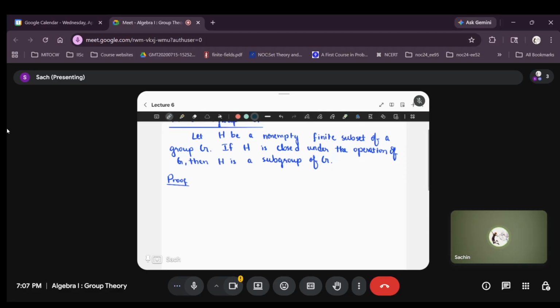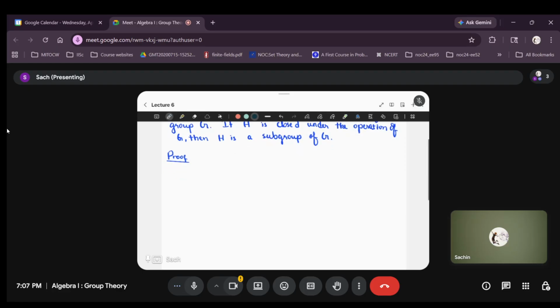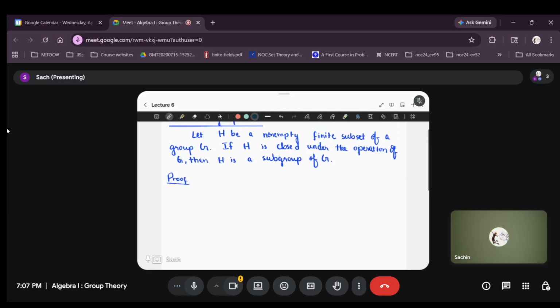So can you show that? Here we are saying only closure. a, b is in H. Yes, associativity directly follows from the associativity of the operation in G.